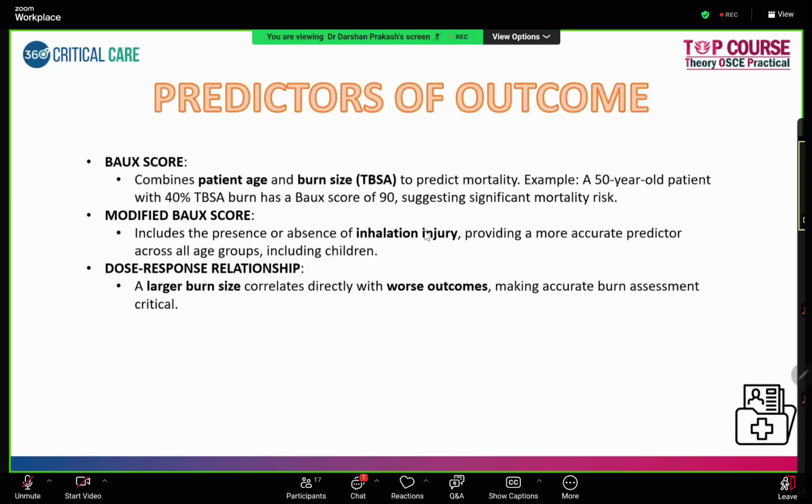Modified Baux score involves the presence or absence of an inhalational injury. It helps us provide a more accurate prediction tool for children, and also it doesn't involve age group delineation as seen in the earlier score. One more important thing is, even if you know the calculation or not, if it is a major burn, and usually if the patient has multiple comorbidities, we have to understand the mortality in such cases would be higher.